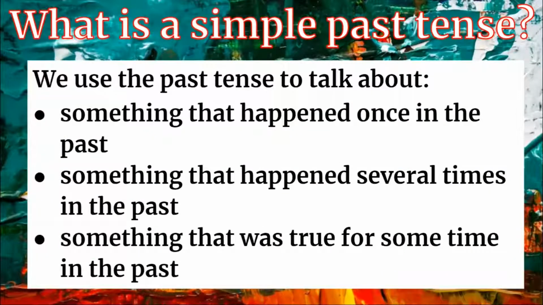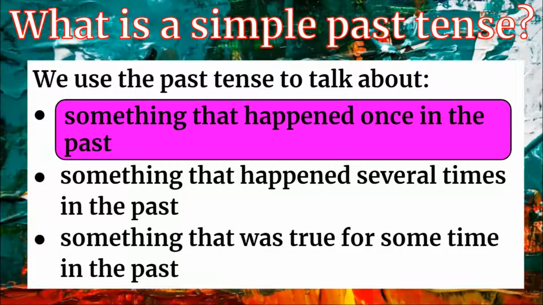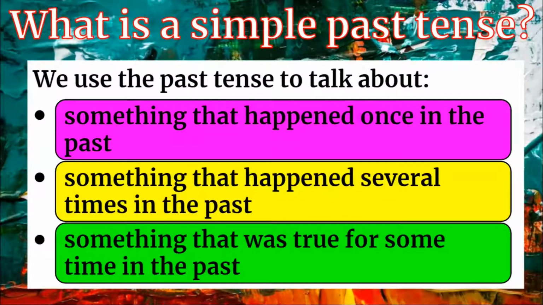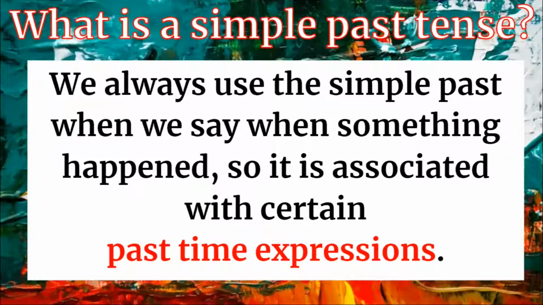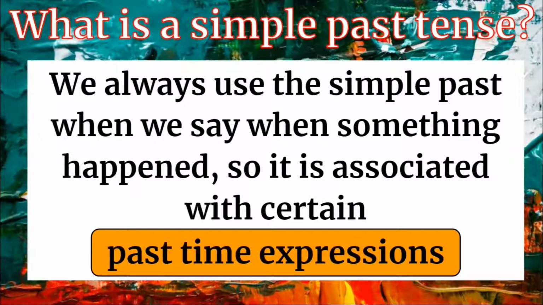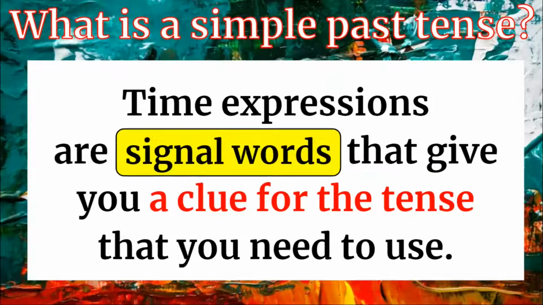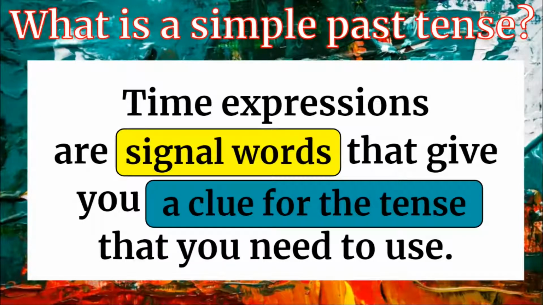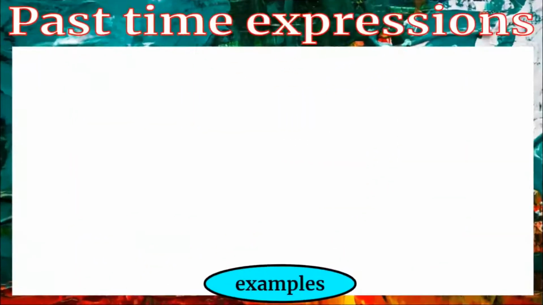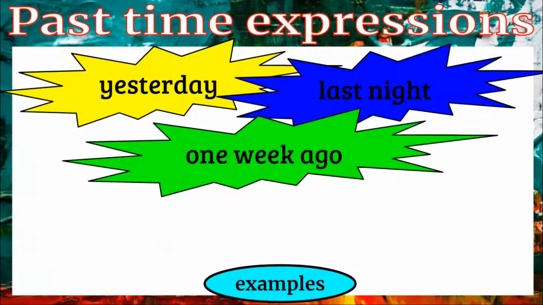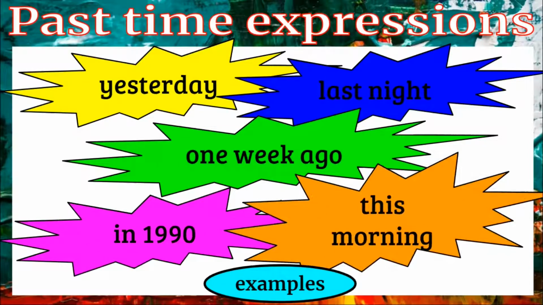We use the past tense to talk about something that happened once in the past, something that happened several times in the past, something that was true for some time in the past. We always use the simple past when we say when something happened, so it is associated with certain past time expressions. Time expressions are signal words that give you a clue for the tense that you need to use. Examples of past time expressions: yesterday, last night, 1 week ago, in 1990, this morning.